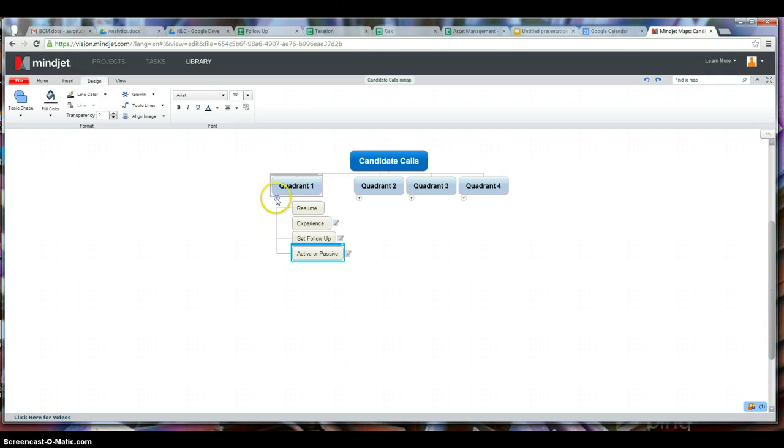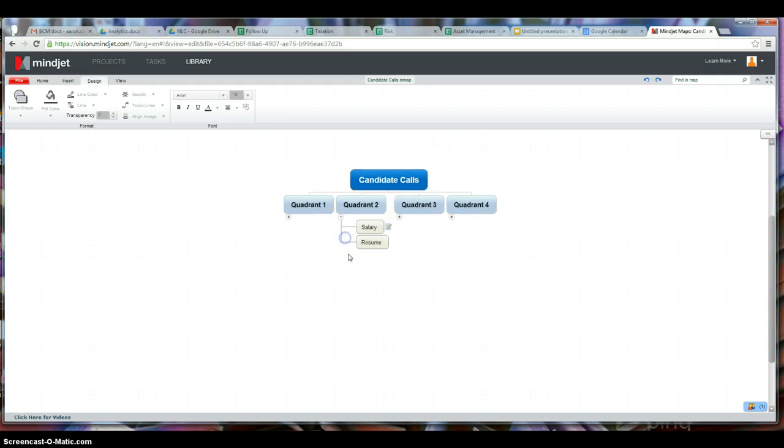Okay, quadrant 2: salary. Again, this is just best case scenario. Sometimes you're not able to have that conversation about financials right away, depending on how open they are. But in terms of salary, we want to get current, past, and future.